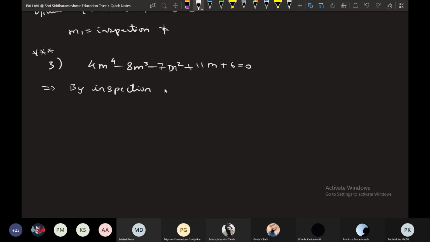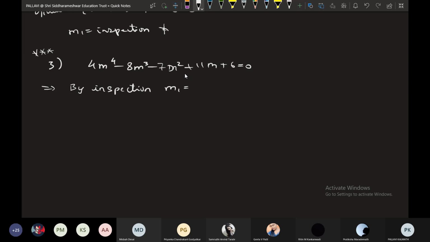By inspection, what root did you get? 2, ma'am. Minus 1. Is it minus 1, all of you? No, ma'am, 2. For 2 also it is satisfying because, as you said, 2 is also one of the roots. So you can get minus 1 also, ma'am. Yes, you can get the answer as any one out of the 4 that you have told me.